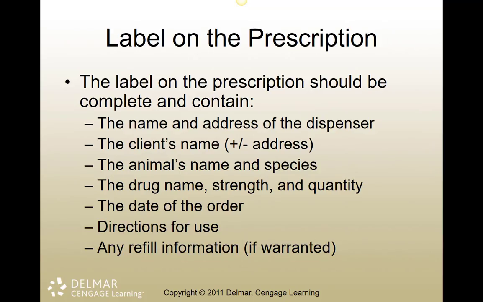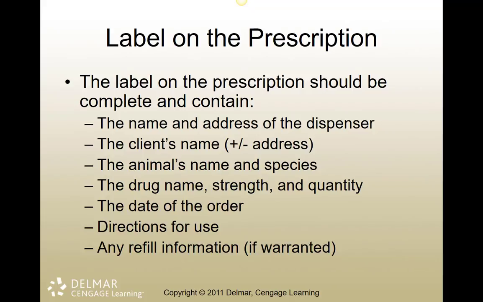So when we dispense, there's going to be the name and address of the veterinarian on there, phone number. A lot of times we'll add our license number on there. The client's name, if it's a controlled substance in Texas, you also have to put their address. Has to be physical address, not a post office box. Animal's name and species, so Fido, K9, or I guess it could be Fido Cat.